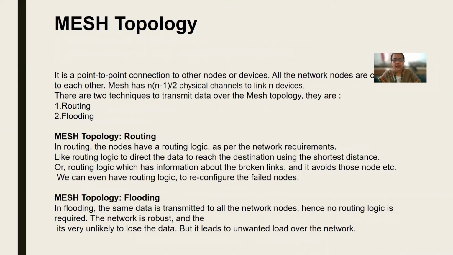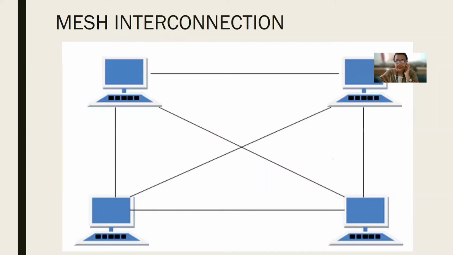Okay. Next is our mesh topology. In the mesh topology, there won't be any hub or any central connection. All the nodes are connected to each other. Okay, all the network is connected. So please understand the difference.